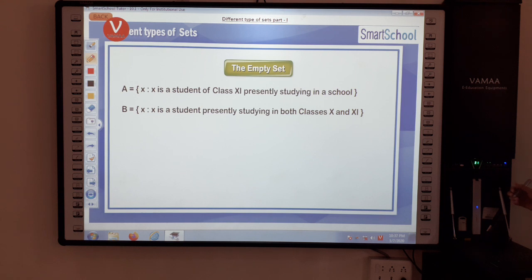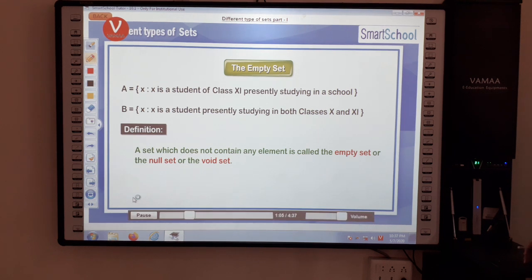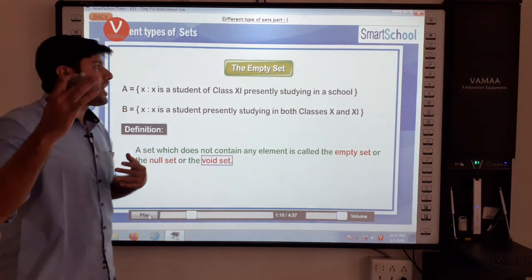So now we can define an empty set. A set which does not contain any element is called the empty set or the null set or the void set. Yes, students, we will firstly discuss the empty set.